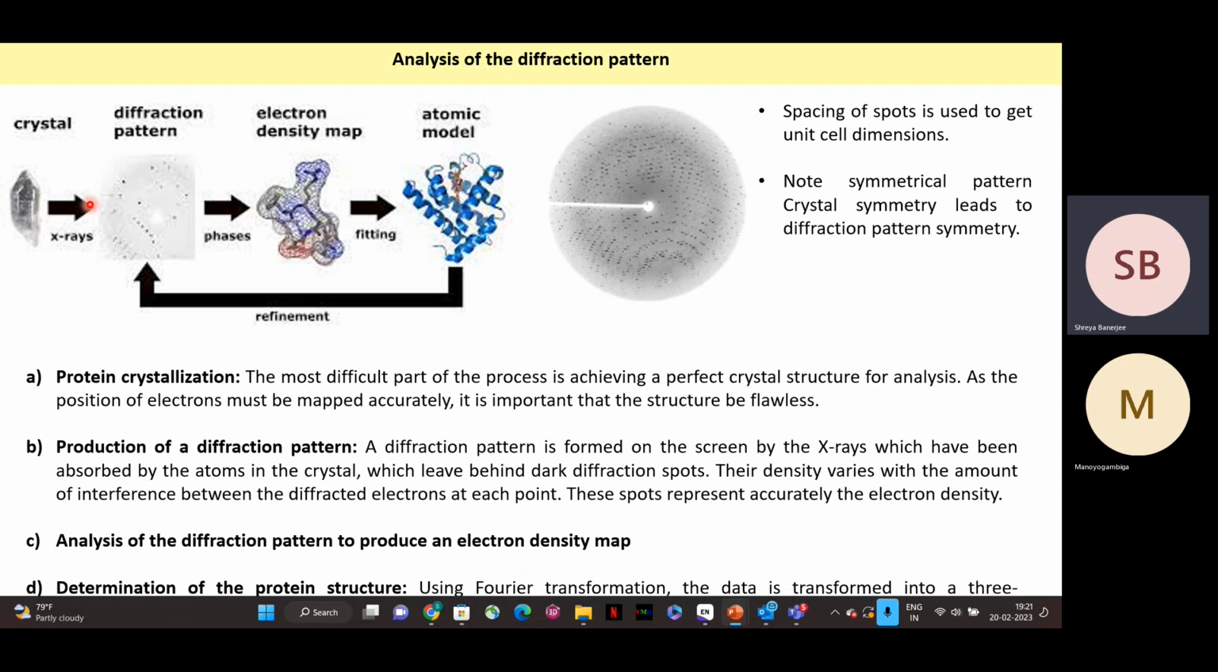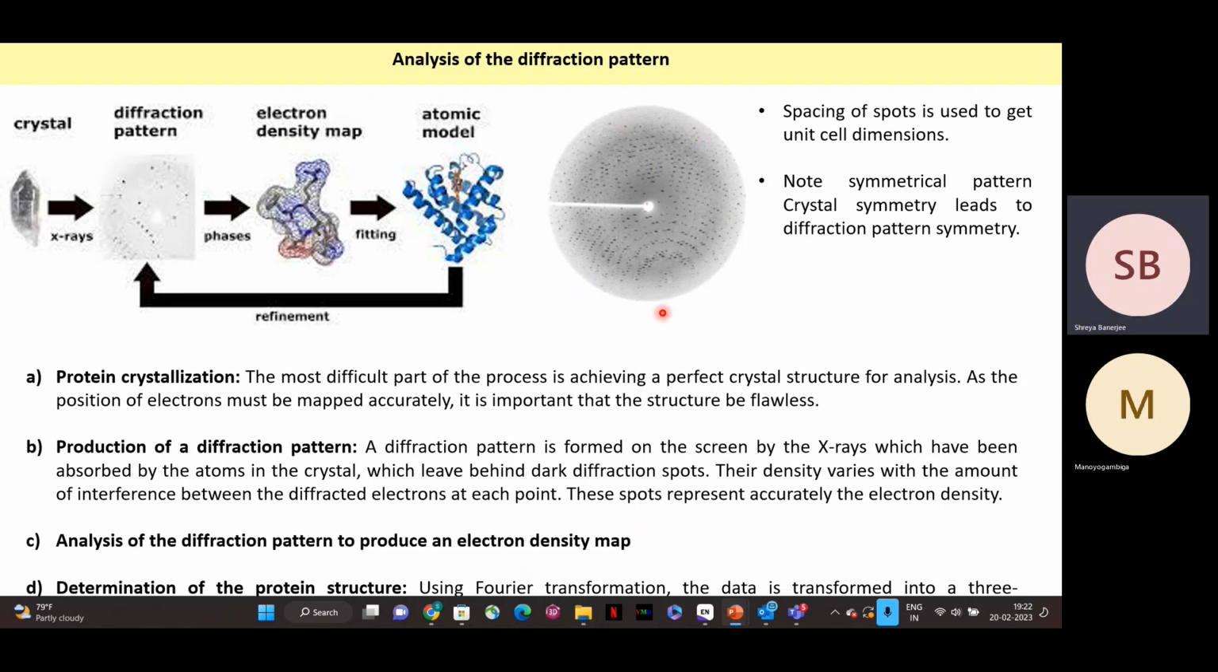So on passing the X-ray through the crystal, you get a diffraction pattern like this. In this diffraction pattern, the spacing of the different spots is used to get the unit cell dimensions. Note that the diffraction pattern has a certain symmetry, and this is because of the symmetry of the protein crystal.